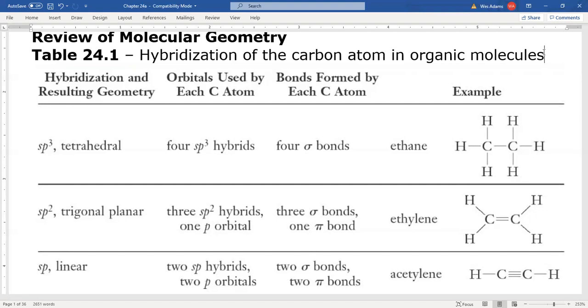Now, trigonal planar is an sp2 hybrid, so it has 3 sp2 hybrids and 1 p orbital kind of hanging out. That means you're going to form 3 sigma bonds and 1 pi bond. Now, sigma bonds are head-to-head overlap of the orbitals, and a pi bond is side-to-side or top and bottom overlap of the orbitals. Again, you can refer back to the first semester material for some more detail on that.